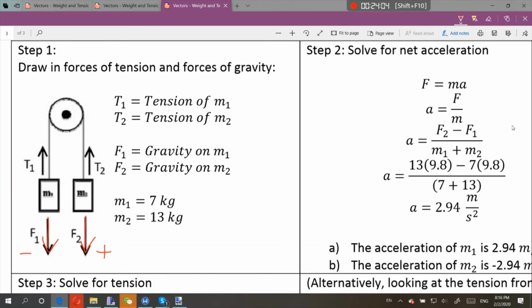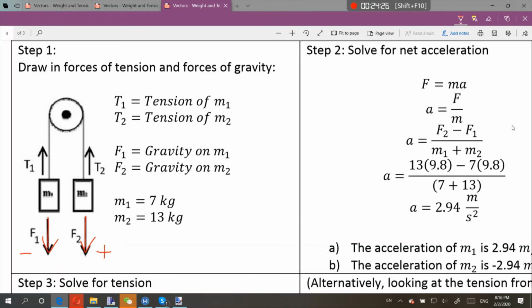So acceleration due to gravity again is 9.8 on Earth. So this is 13, my kilograms for mass 2, times 9.8 is the force of gravity, minus 7, my mass 1, times 9.8 is my force of gravity, and then plugging in my mass 1 and mass 2 gives me a total net acceleration.